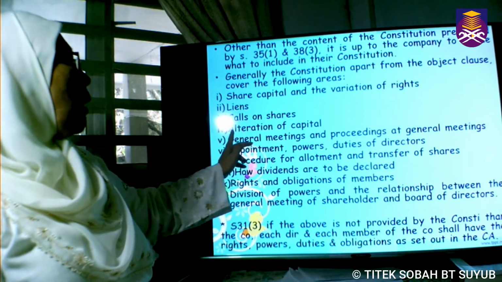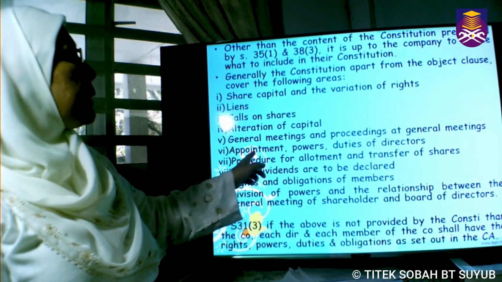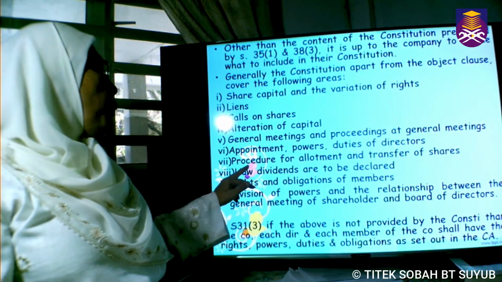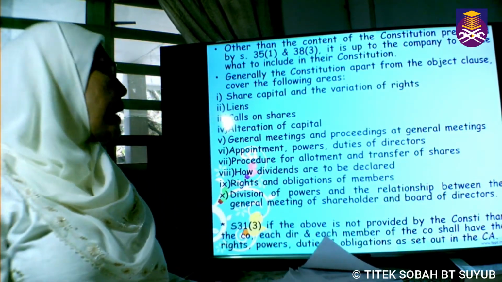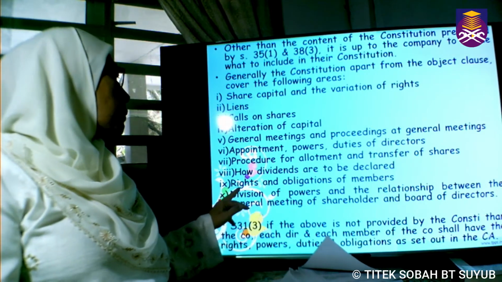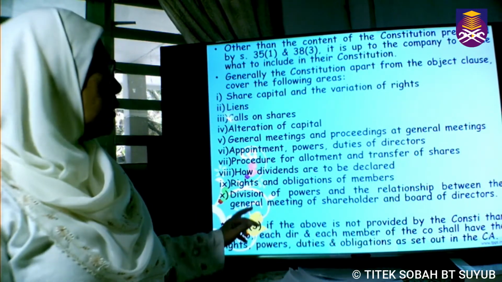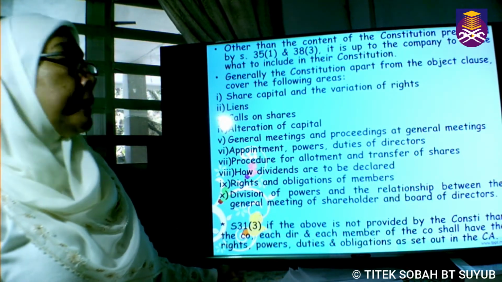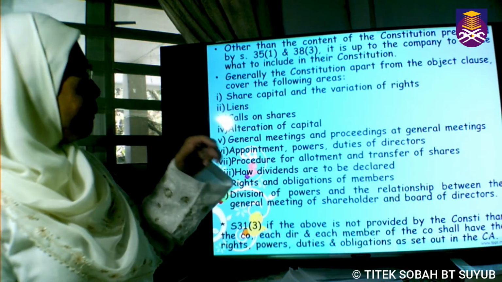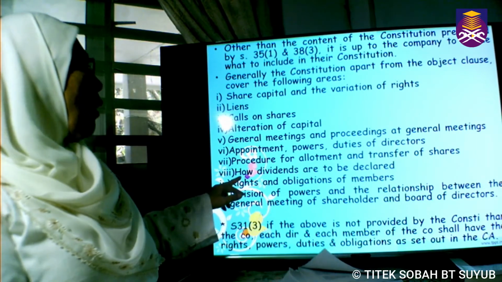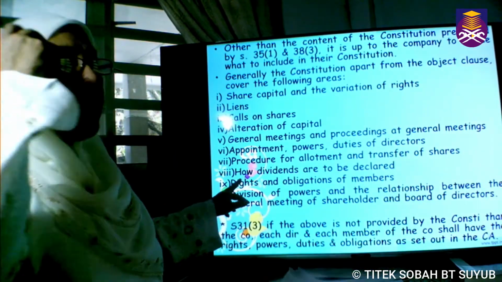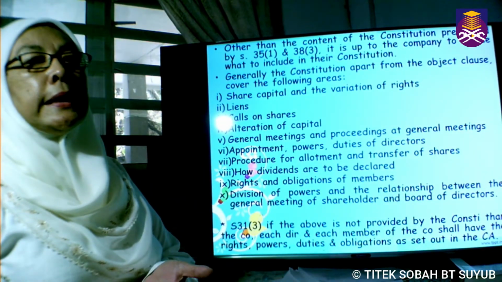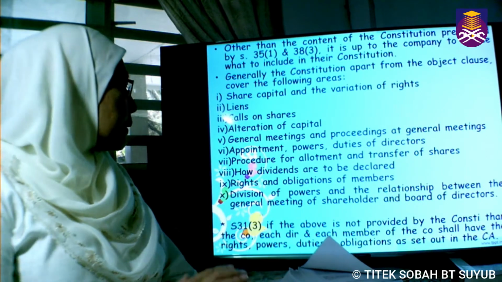So all of these: alteration of capital, general meetings and proceedings at general meetings, appointment, powers, duties of directors, procedure for allotment and transfer of shares, how dividends are to be declared, rights and obligations of members, division of powers and the relationship between the general meeting of shareholders and the board of directors. If you look here, it says how dividends are to be declared. But you have to bear in mind, dividends can only be paid if there is profit. If not, it's actually against the Companies Act. If against the Companies Act, cannot, okay?